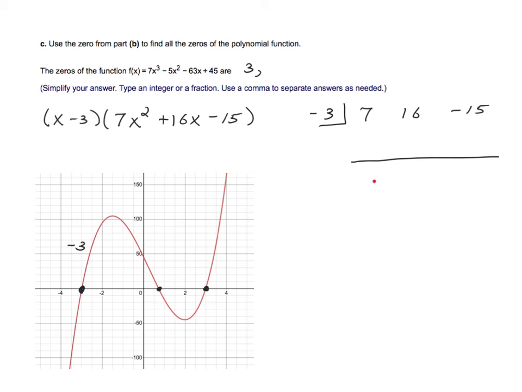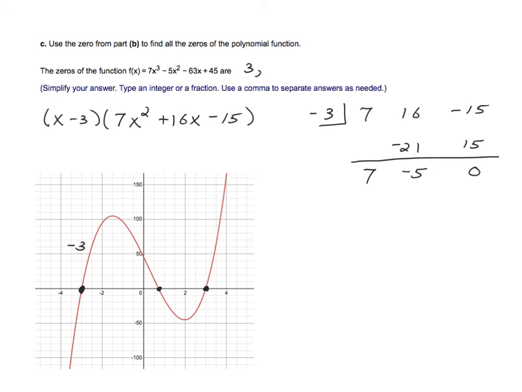Step 1 is bring down the 7. I then take the 7 and I multiply it by this negative 3, and it gives me negative 21. When I add these two together, I get negative 5. I then repeat this process. Negative 5 times negative 3 is positive 15. And when I add those two things together, I get 0.